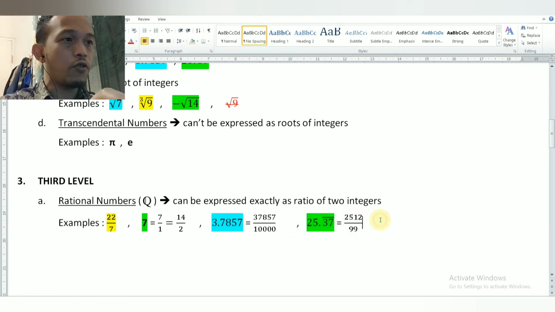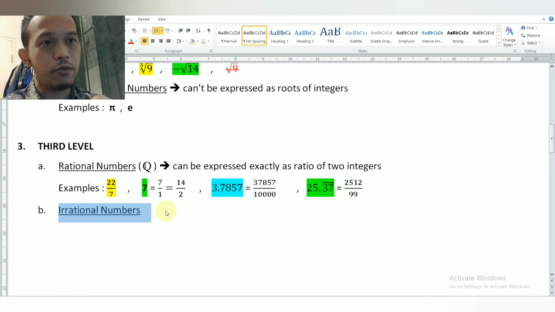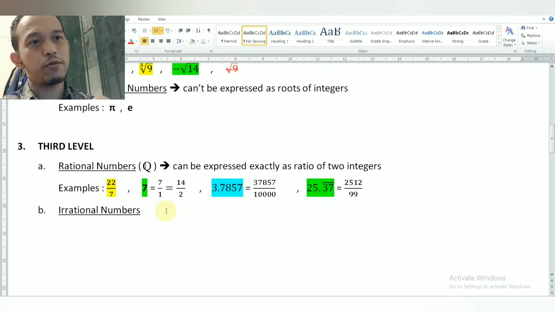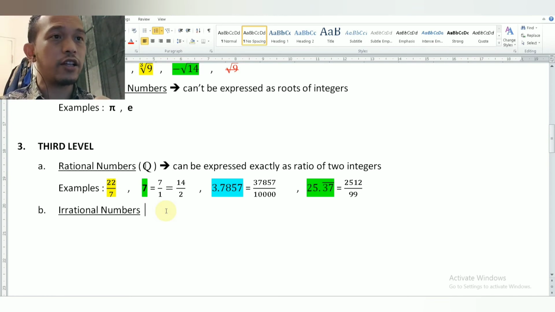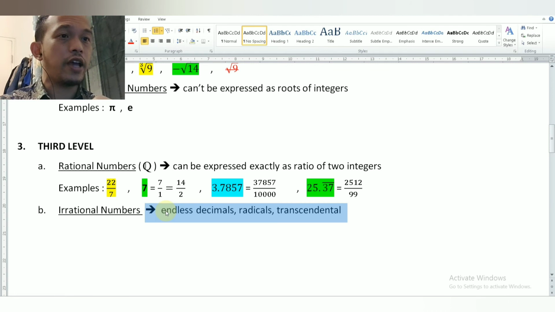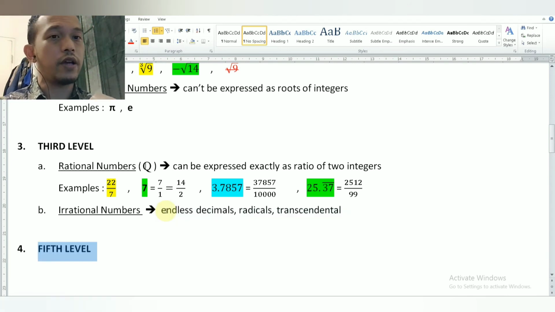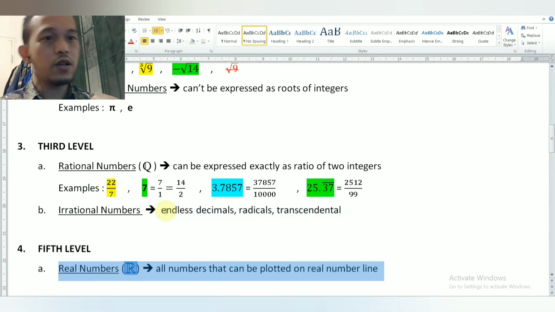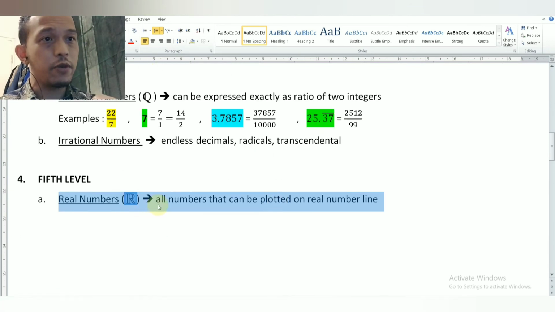Okay, so let's go further. Irrational numbers. So we have rational numbers, and irrational numbers are just the opposite. Any numbers that you cannot express as a ratio of two integers, we have irrational numbers. Usually it is an endless decimal or radicals or transcendentals. So the fifth level, we have real numbers.